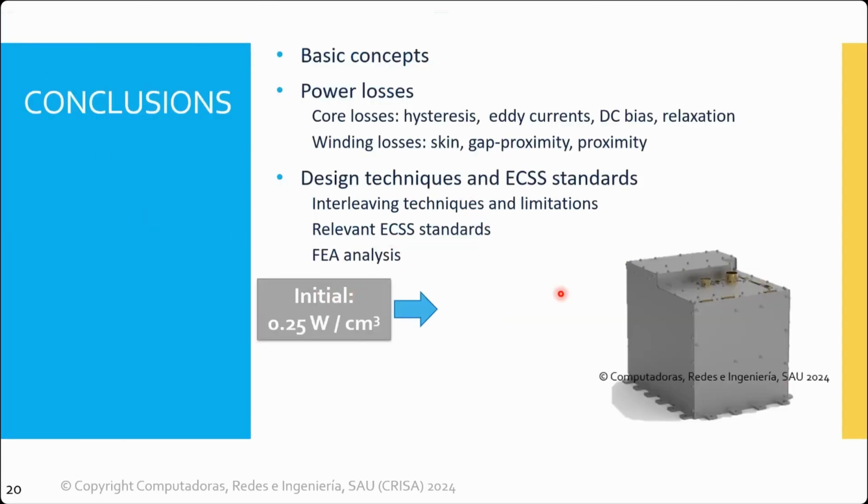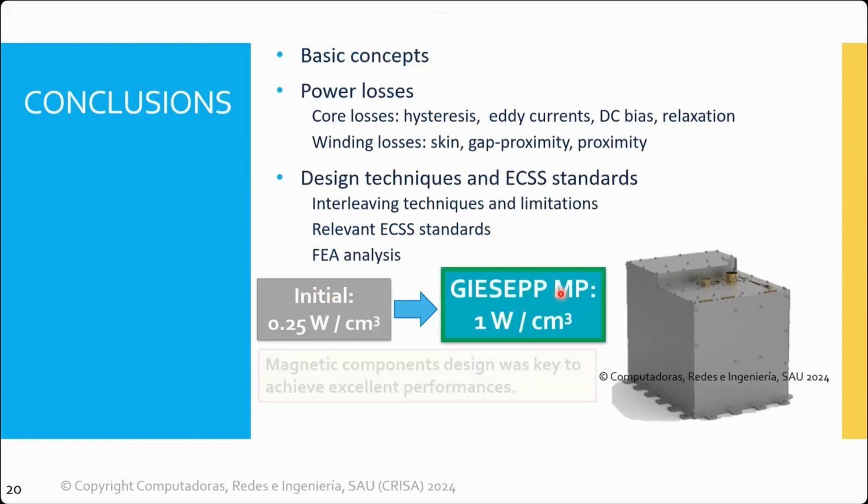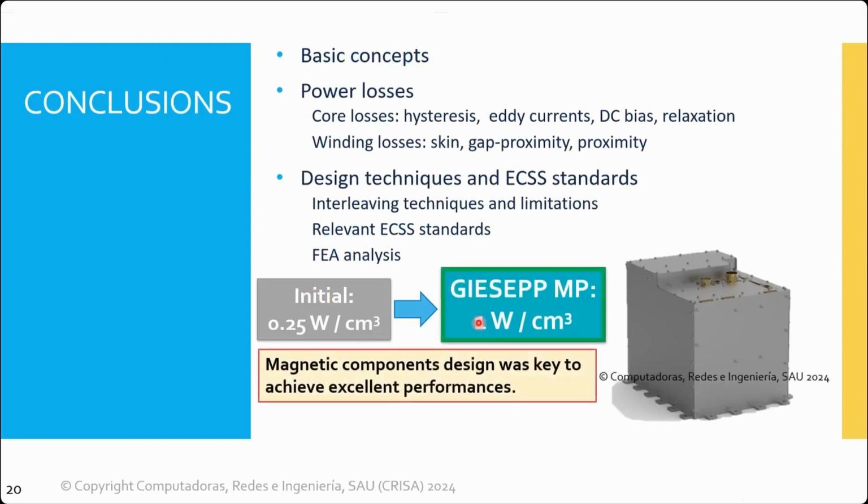So as I promised, now I will reveal the result: did we achieve or not the goal of reducing the mass and volume, or what is the same, increasing the power density of our unit? And surprise, we made it. We made it, and we have achieved a power density of 1 watt per cubic centimeter. And this was all thanks to putting some special focus on the magnetic components design, as we have seen during the presentation. It's one big point that we should take into account, but of course, it's not the only one.